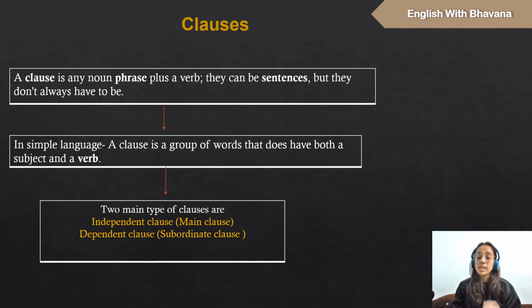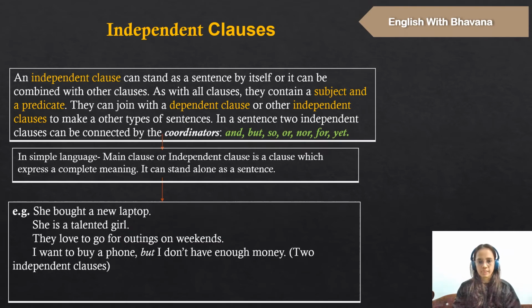Now, there are two main types of clauses. First is the independent clause, which is also known as the main clause. The second is the dependent clause, which is also known as the subordinate clause. Now, let's see what is an independent clause and then the dependent clause as well.